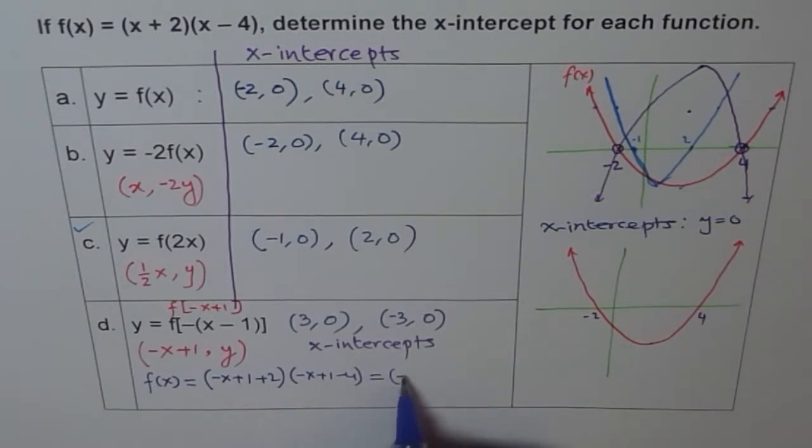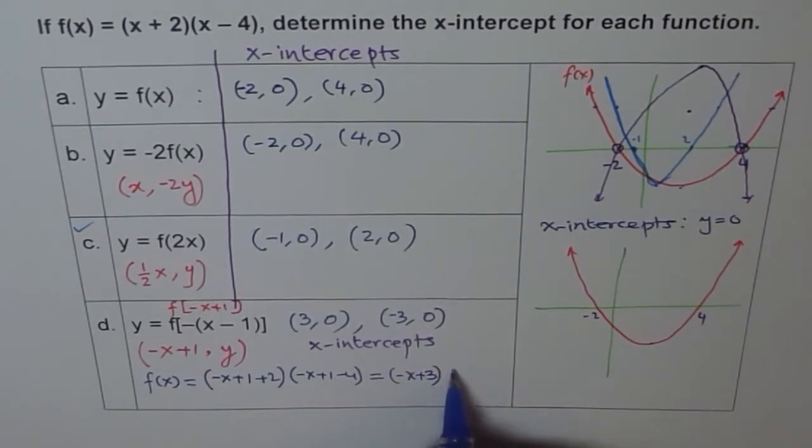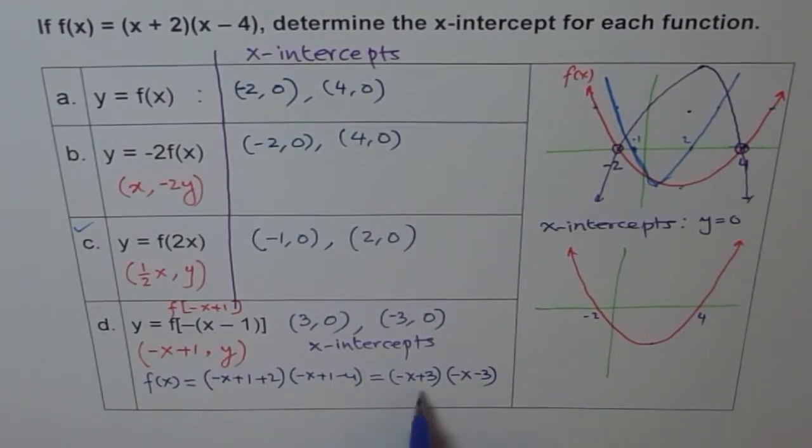This is equal to minus x plus 1 plus 2, which is minus x plus 3, times minus x plus 1 minus 4, which is minus x minus 3. Correct? So when is this 0? This is our transformed function. Do you see that? This is 0 when x is 3, and this is 0 when x is minus 3. So algebraically we did it.